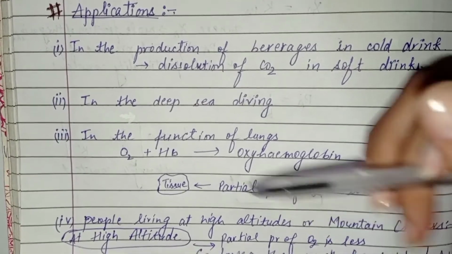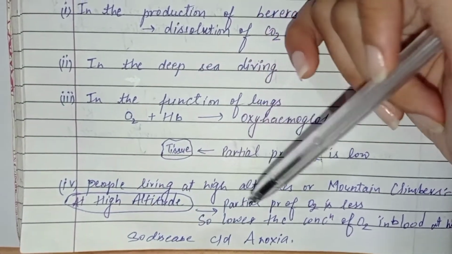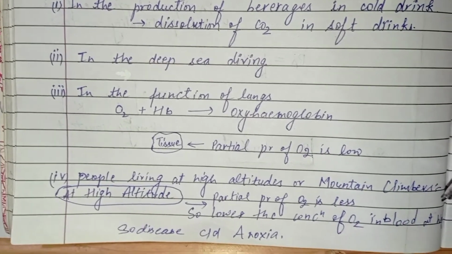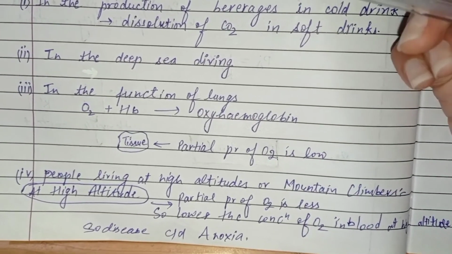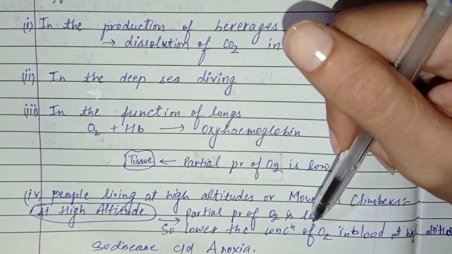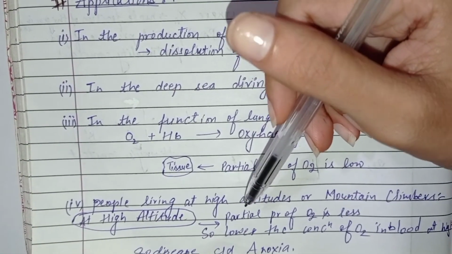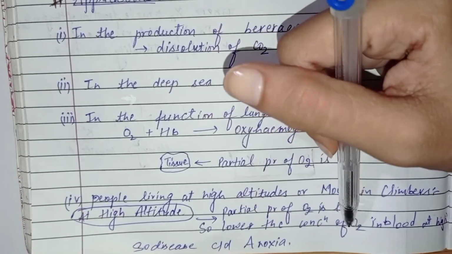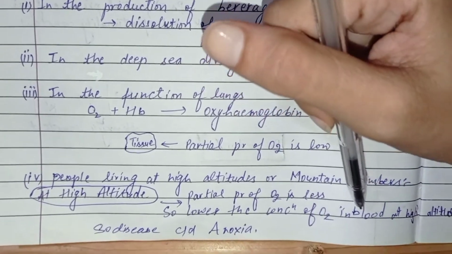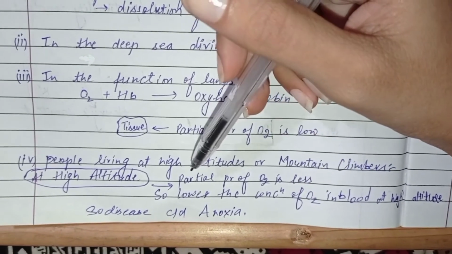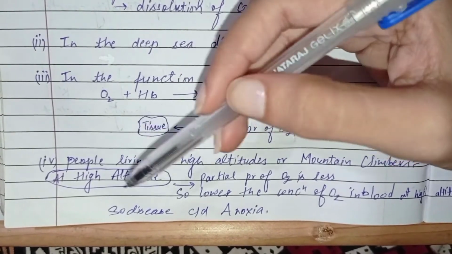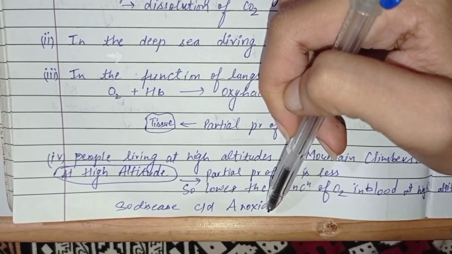the next application is people living at high altitudes or mountain climbers. At high altitudes, we know the partial pressure of oxygen is less. As a result, there is low concentration of oxygen in blood at high altitudes. Consequently, the people feel weak and unable to think properly. The disease is called anoxia.